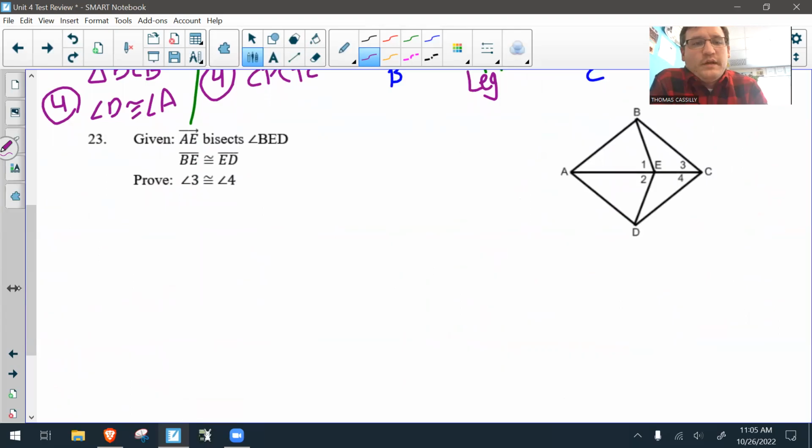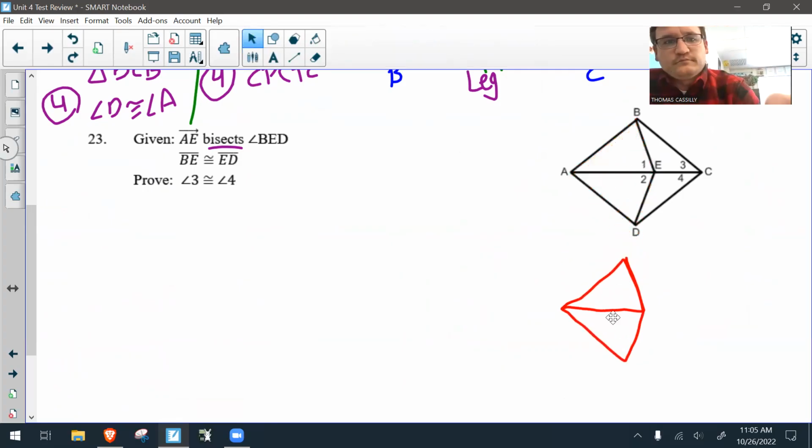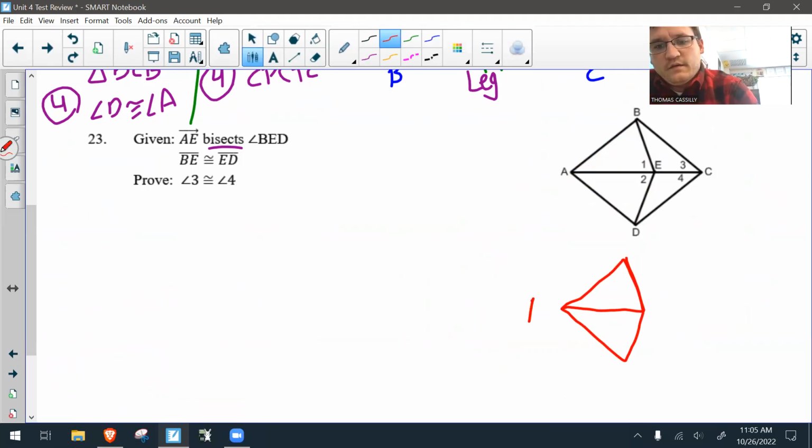All right, next one, AE bisects angle BED. We are bisecting an angle. That means we are chopping it into two congruent angles. So here's what I'm going to do. We know BE is congruent to ED. So let's focus on these two red triangles right now. I'm going to pull these down here. We have A, B, E, and D. This is angle 1, and we have an angle 2.